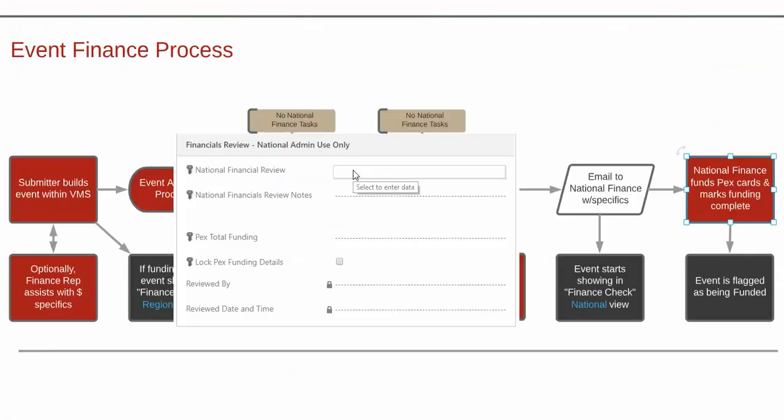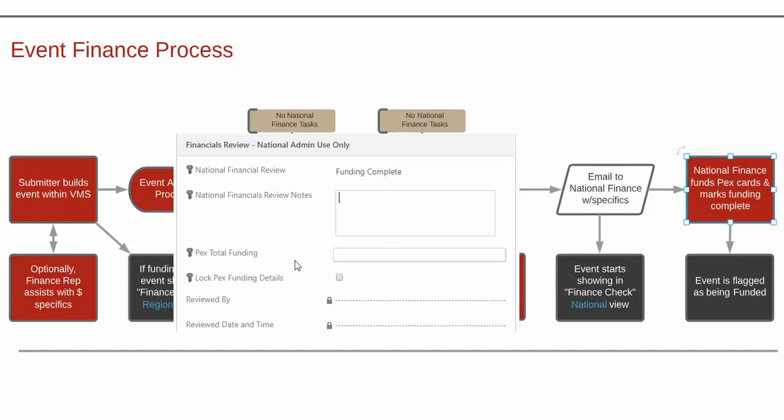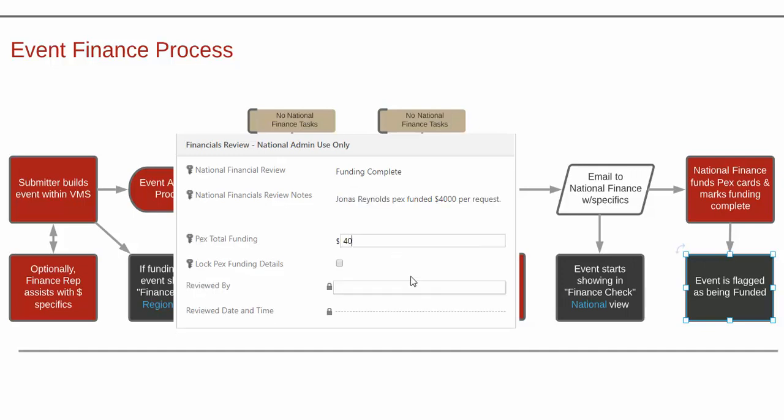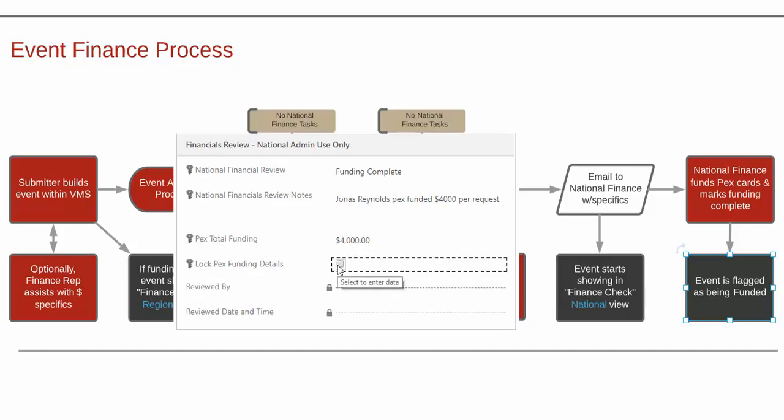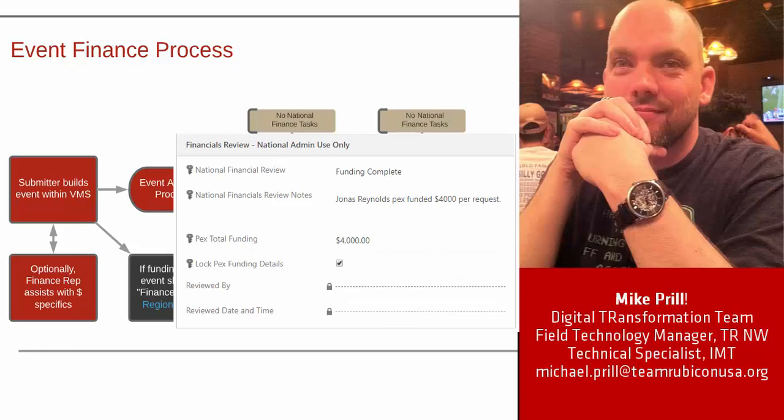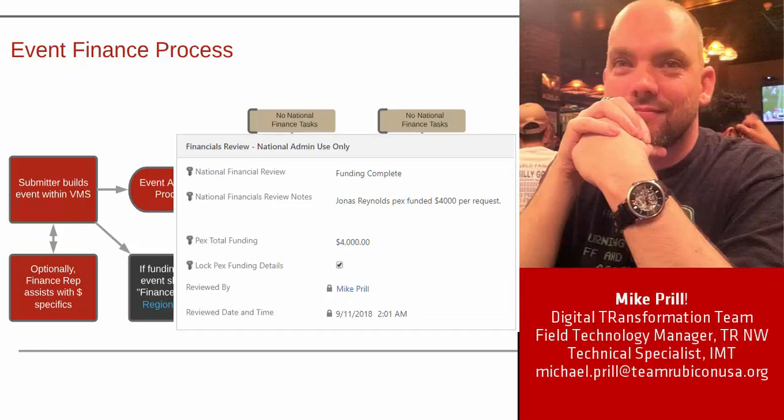Last but not least, once National does their external process to fund the PEX cards, they would go into the event and mark it as funded, potentially leave a note, and then that will ultimately flag the overall event as being funded. At that point, there's nothing else in the National or in the event finance process, unless there is an emergency funding requested, which is covered in a different video.